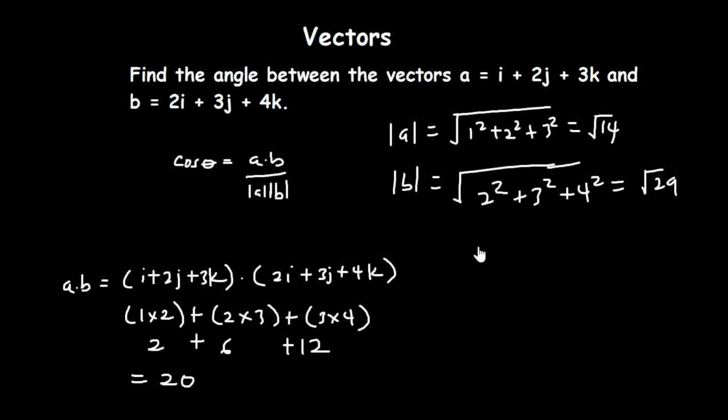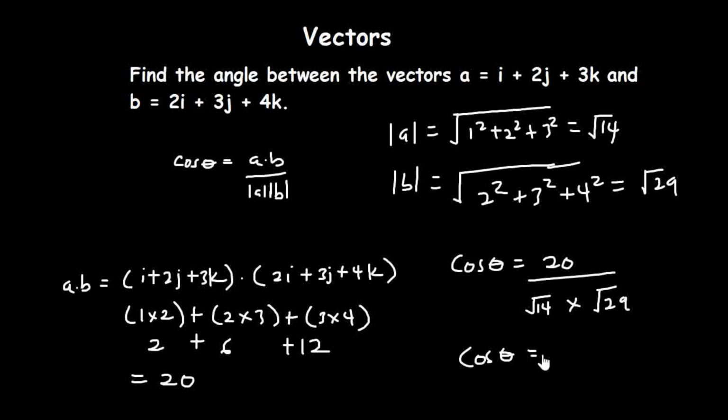Now that you know all these values, you can calculate the angle between vector A and vector B. So cosine of theta equals the dot product, which is 20, divided by the product of the magnitudes, the square root of 14 times the square root of 29. Let's see what this will be.